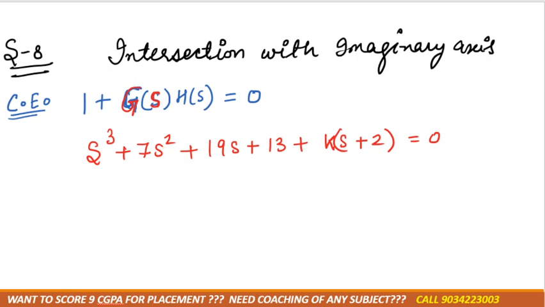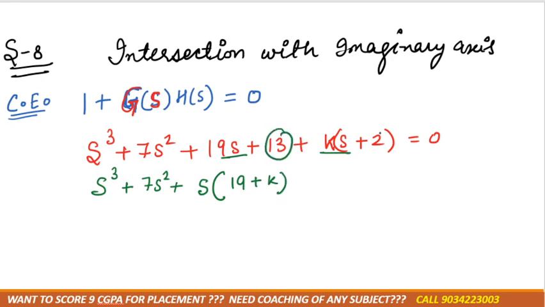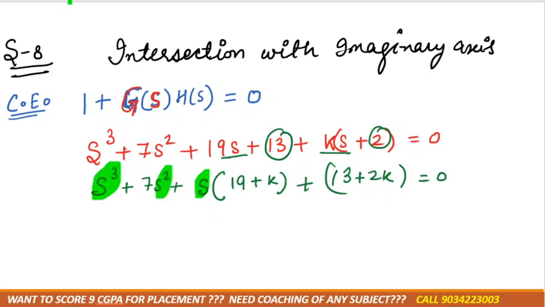This is the characteristic equation, right, which we have got from the earlier case. So it would be s cube plus 7s square plus, can we take s common from these two terms? Then it would be s bracket 19 plus k, and 13 plus 2k would be the constant term, that would be equal to 0. Because we have to write down in the form of s cube, s square, s, and then s0, right? Now what we need to take? Routh array. Calculate it by the Routh array, do it.